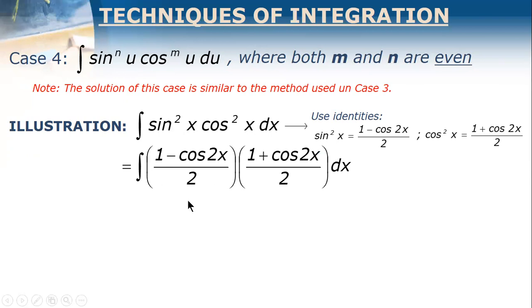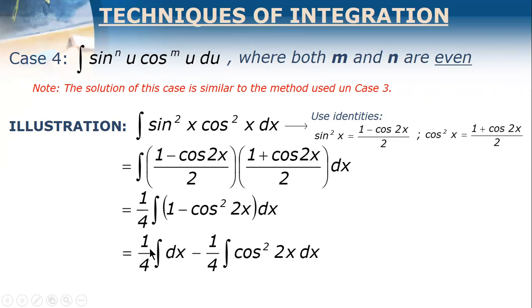So next is to extract 1/2 and 1/2. You write it before the integral. And then multiply 1 minus cosine 2x times 1 plus cosine 2x. The product will result to a difference of two squares. So you have 1 minus cosine squared 2x. If you will separate, 1/4 integral of dx.